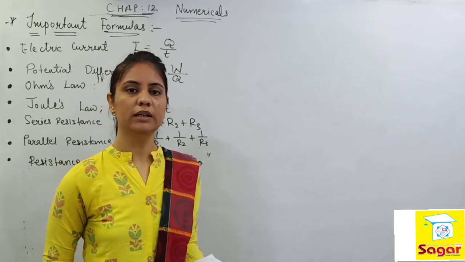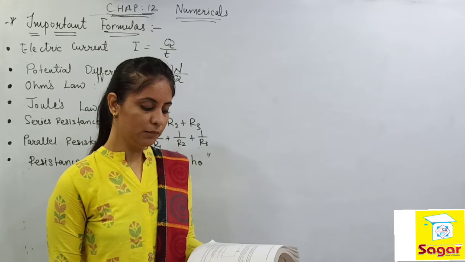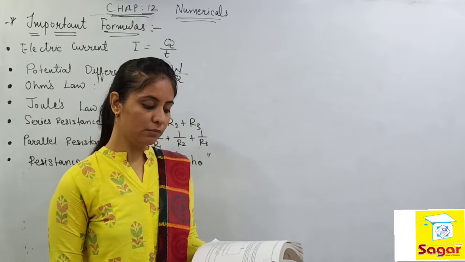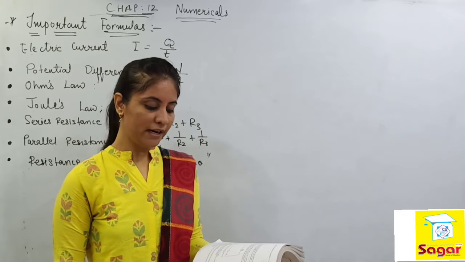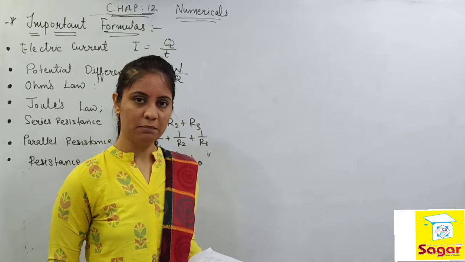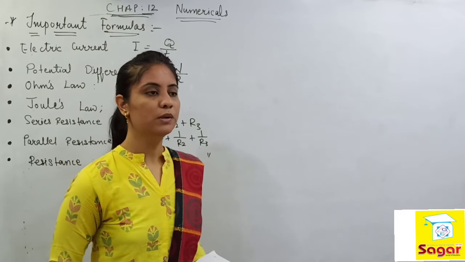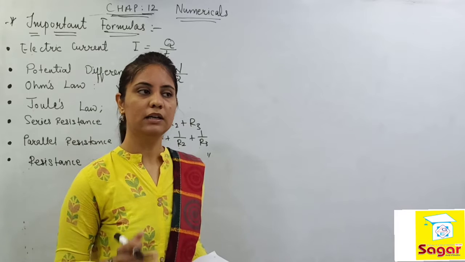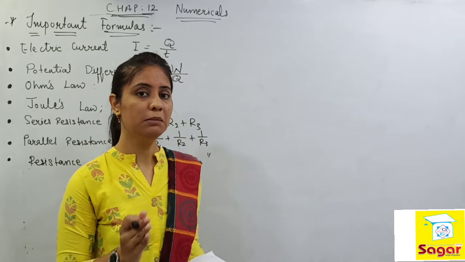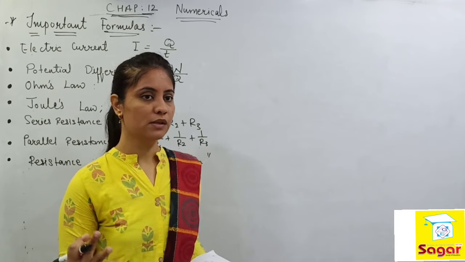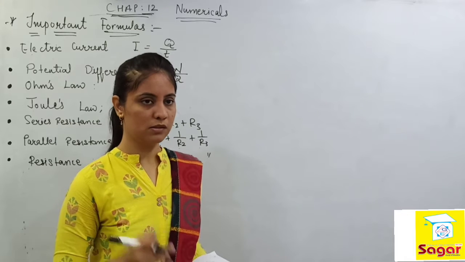On page number 213, everyone, the numerical number 1 that is given: the schematic diagram of a circuit consisting of a battery of 3 cells, where a 2-volt battery is written here. So what is the amount of voltage provided here? That is 2 volt. But how many batteries are attached? 3 batteries. So the total amount of voltage will be 6 volt.